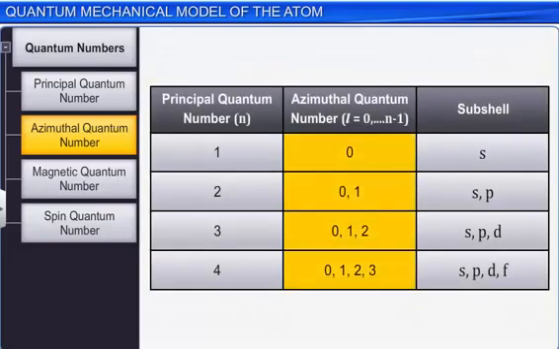The value of l, in turn, defines the number of subshells, which means that when n is equal to 1, l is equal to 0. That is, there is only one subshell in the first main energy level. Similarly, for n equal to 2, l is equal to 0 and 1. That is, there are two subshells in the second main energy level. And for n equal to 3, l is equal to 0, 1, 2. That is, there are three subshells in the third main energy level.